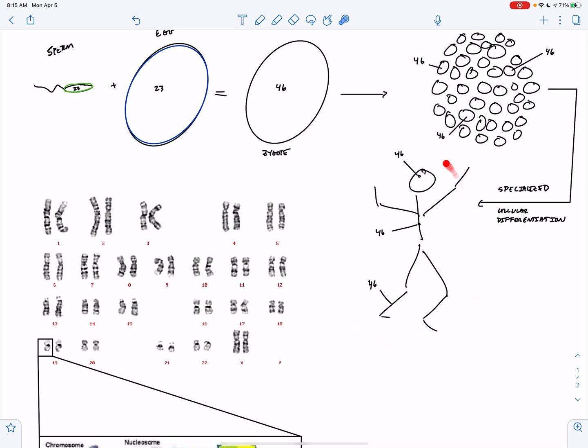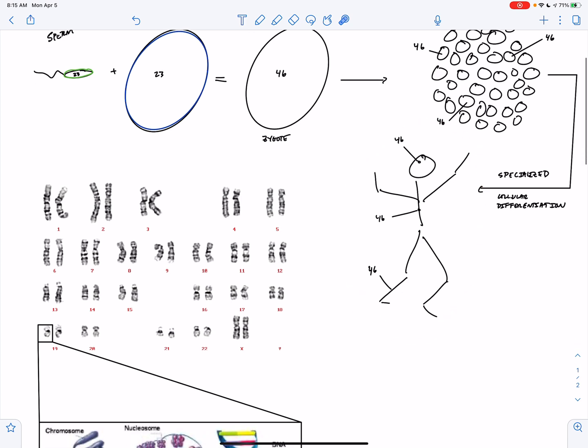So you have the same genetic information in every cell in your body, even though they look very different. And the process by which they become specialized is differentiation, and that has to do with turning on and off certain genes. We're going to talk about gene control and how that's accomplished later.